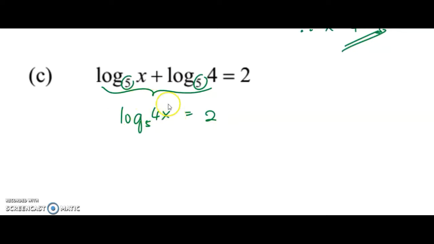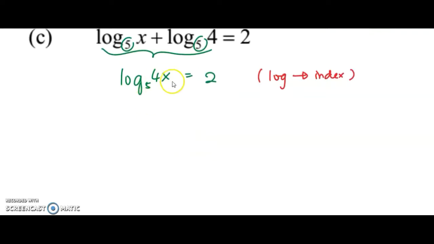So now you've got a single log at the left hand side, and a constant at the right hand side. You can always solve this type of equation by changing the log form into the index form. Alright, how can I do that? You can always check my previous video. There is a video showing you how to change the log form into the index form. So we can always do that by solving the x, changing into the index form.